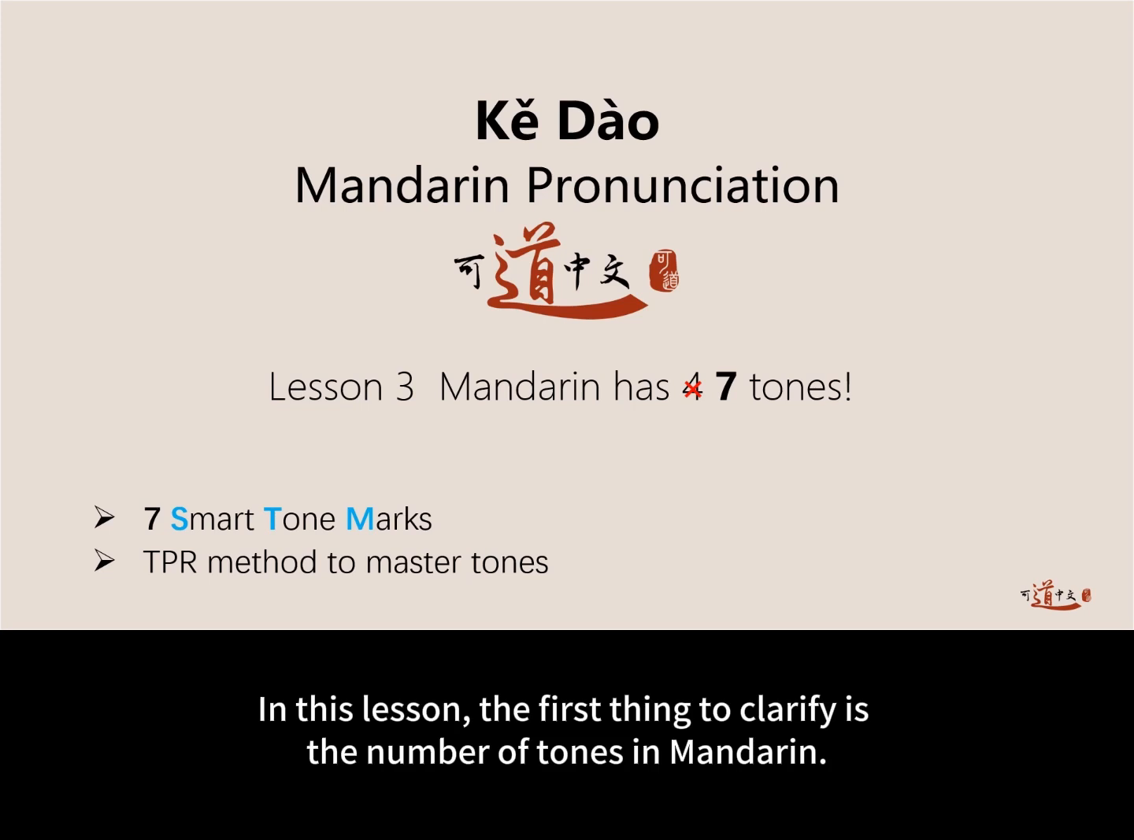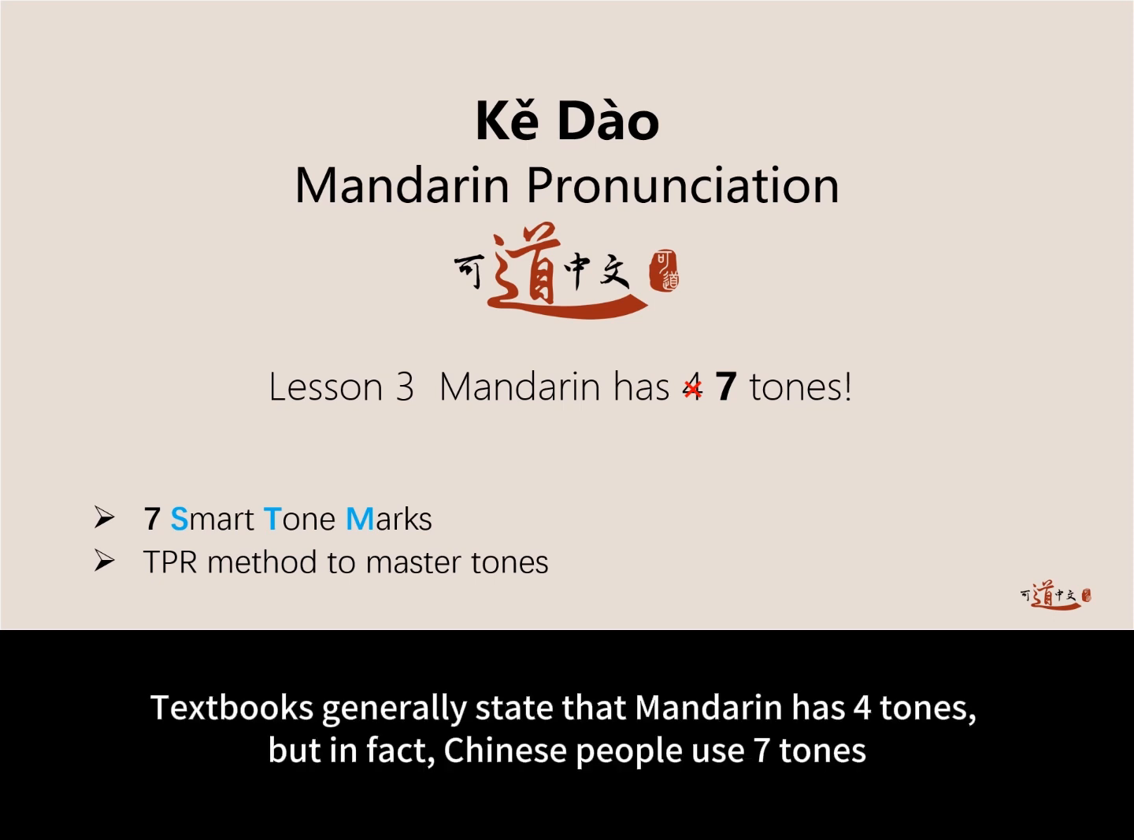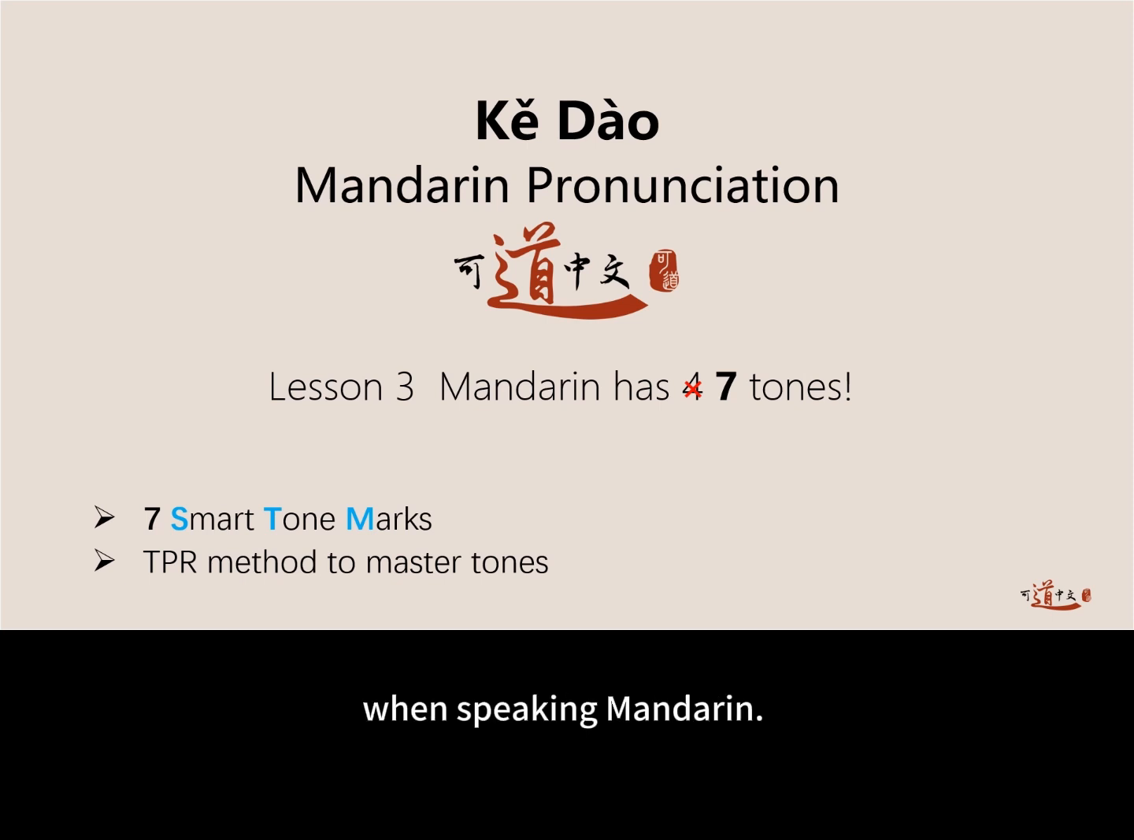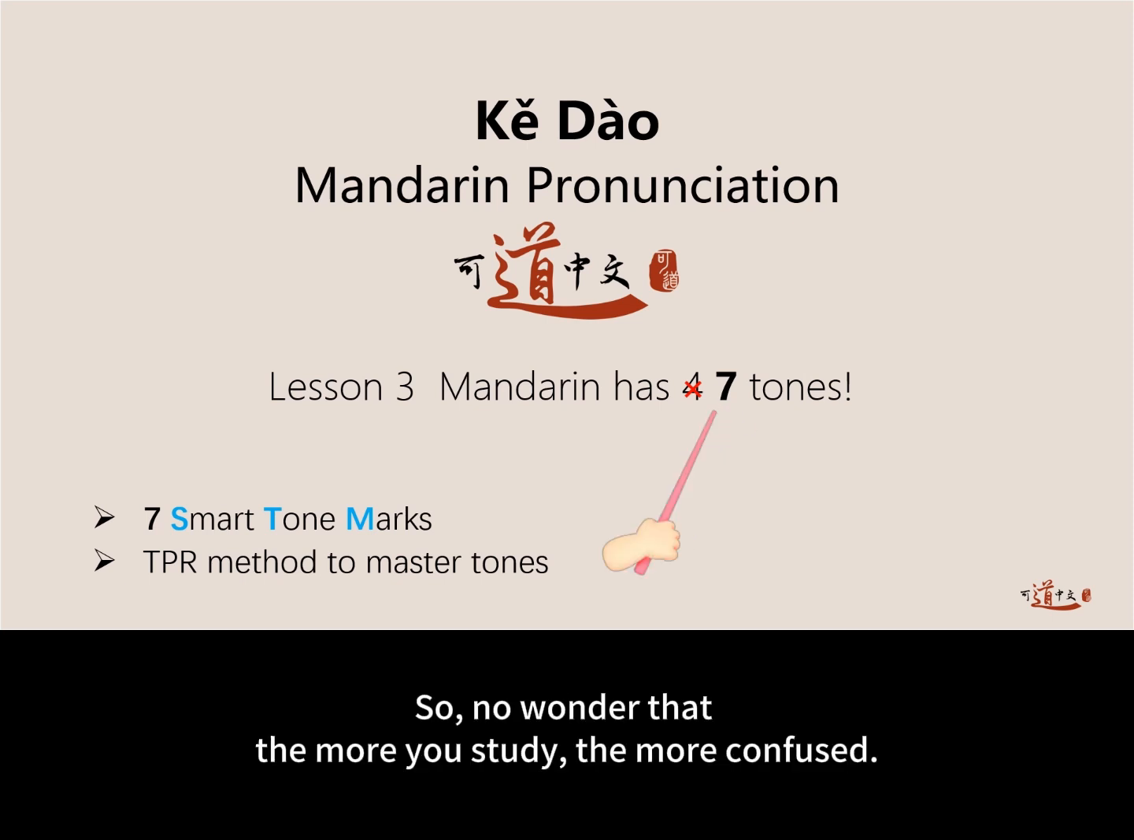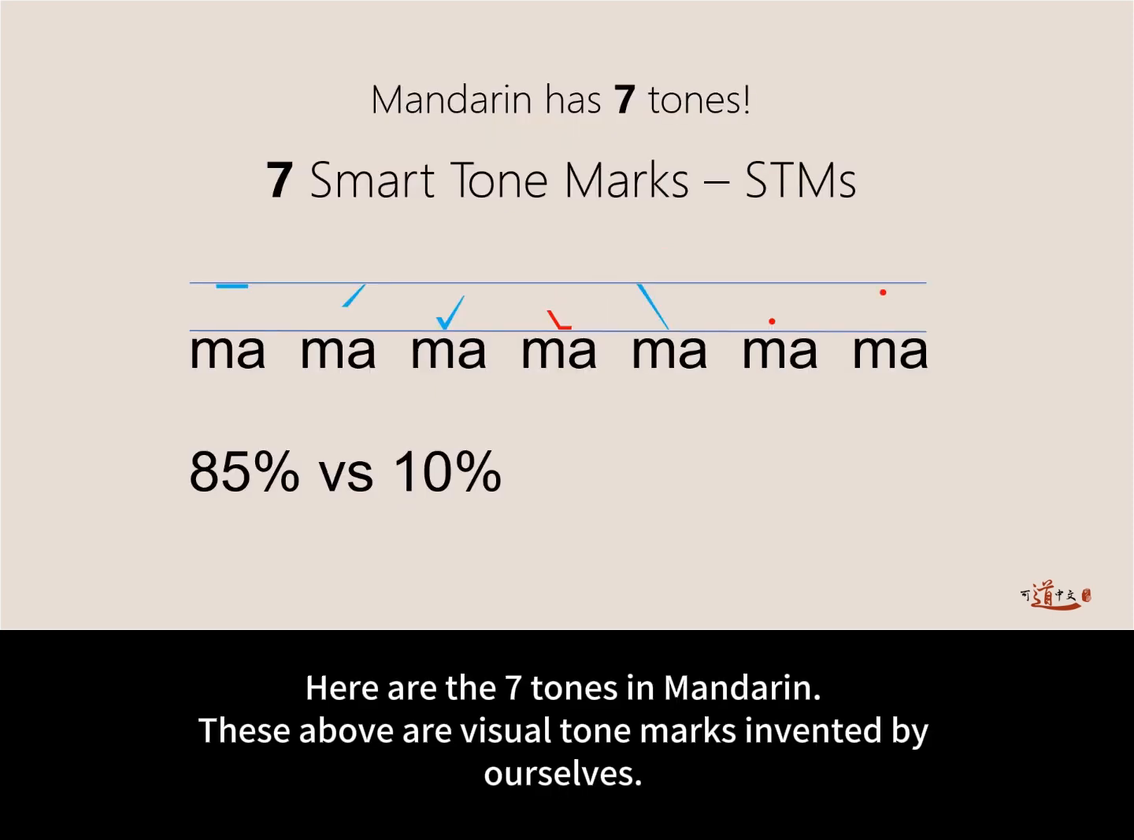In this lesson, the first thing to clarify is the number of tones in Mandarin. Textbooks generally state that Mandarin has 4 tones, 4 basic tones. But in fact, Chinese people use 7 tones when speaking Mandarin. So, no wonder that the more you study, the more confused. Here are the 7 tones in Mandarin.